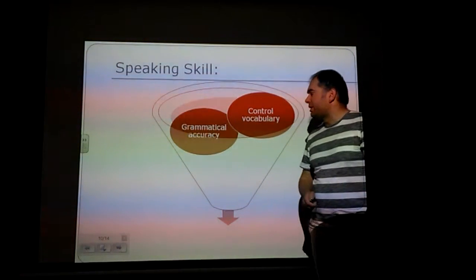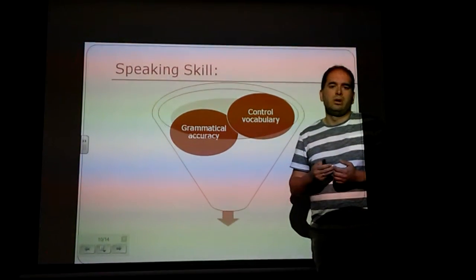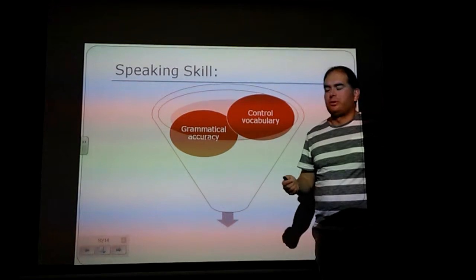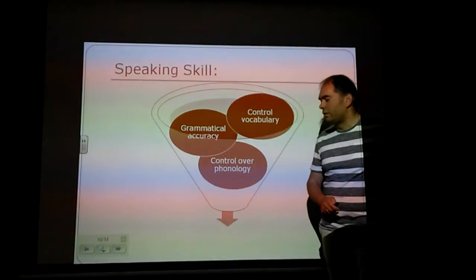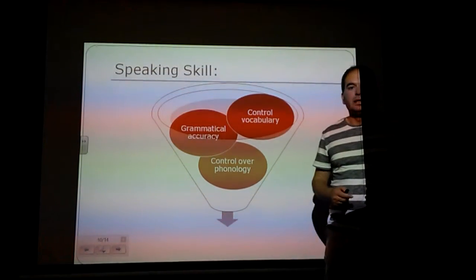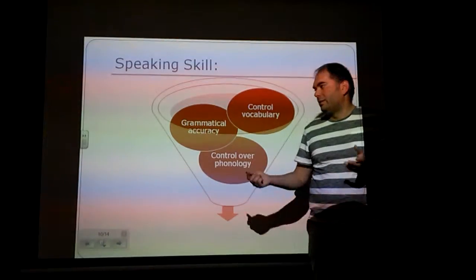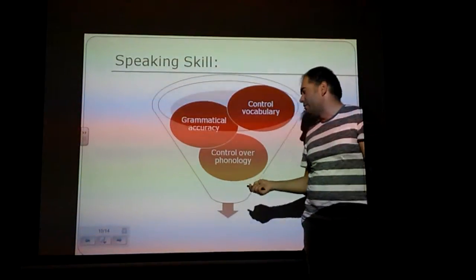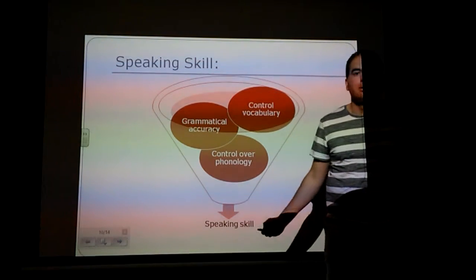Then again, grammatical accuracy, because even though when we are speaking it's not so important, because the conversation has to flow, grammar is very important. And finally, they have to control the phonology, because especially in English, the way we speak is not the same way that we write, so phonetics is very important. And with these three points, again, they will get the speaking skill.